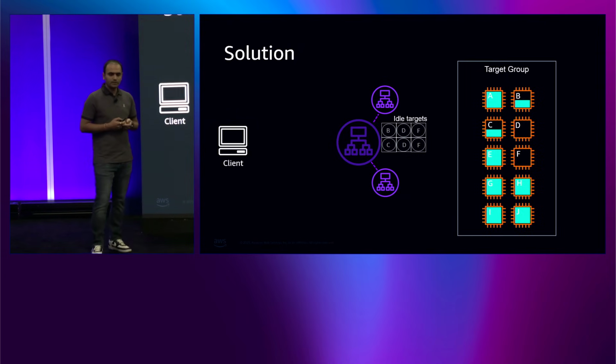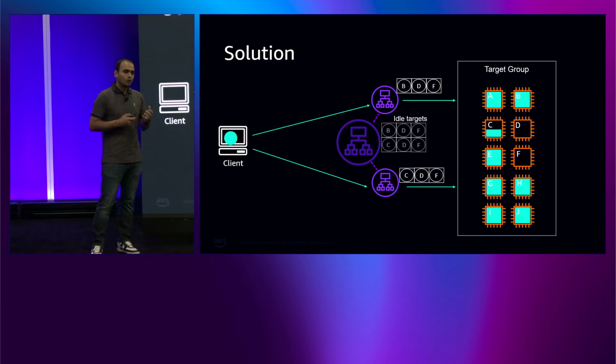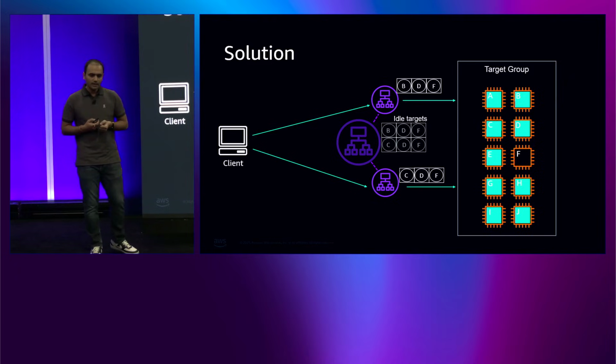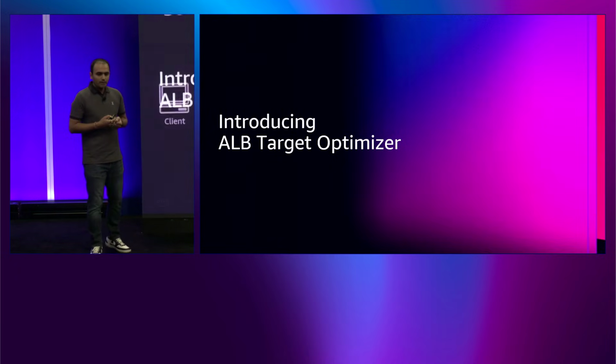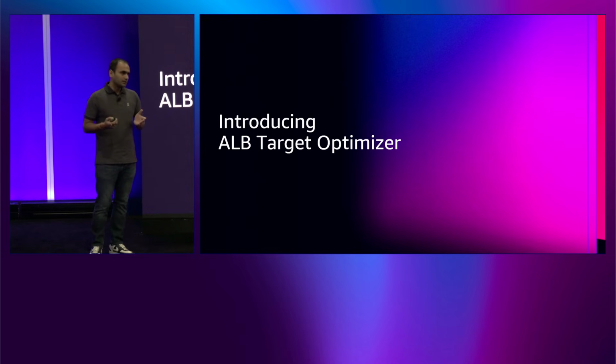And again, because it is decoupled, we would want those targets to be divided amongst the nodes in such a way that both nodes together don't end up sending more requests to a target than the target has the capacity to process. So now that we understand what the solution is, we can talk about how Target Optimizer implements it.